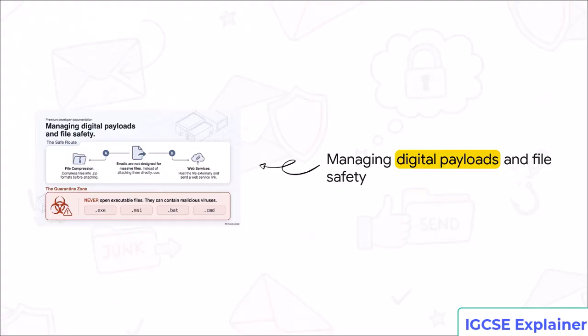Beyond just routing addresses, your interface also handles files, or what we call digital payloads. Now, emails are simply not designed for massive files. The safest route is to compress your files into .zip formats, or better yet, host the file externally and just send a web link. And pay close attention to the quarantine zone. You must fiercely avoid executable files. I'm talking about those .exe or .bat files. Opening them is literally like willingly letting a virus take over your entire dashboard. Just don't touch them.